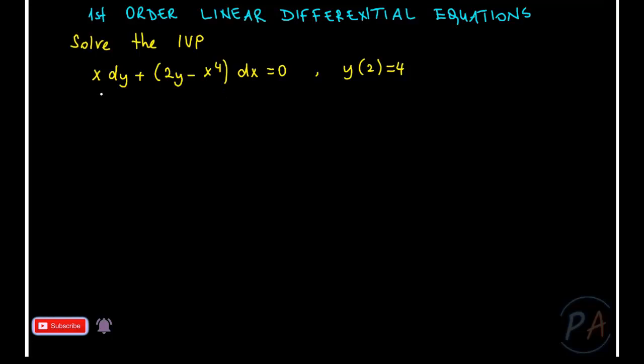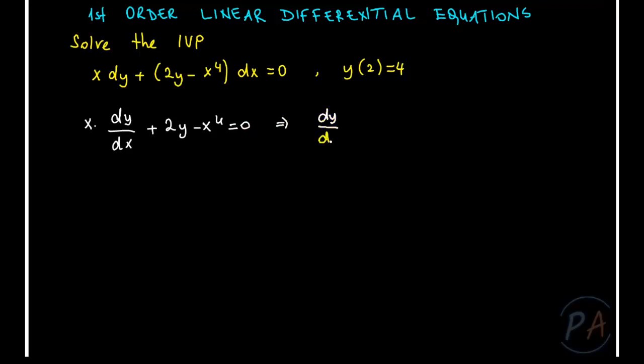so let me multiply both sides of the equation by 1 over dx, and it is going to be x times dy over dx plus 2y minus x to the power 4 equals 0, and multiplying both sides by 1 over x, it is going to be dy over dx plus 2 over x times y equals x to the power 3.